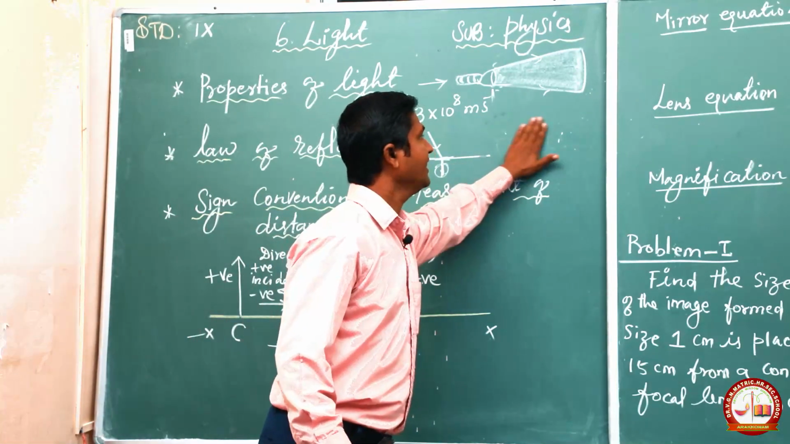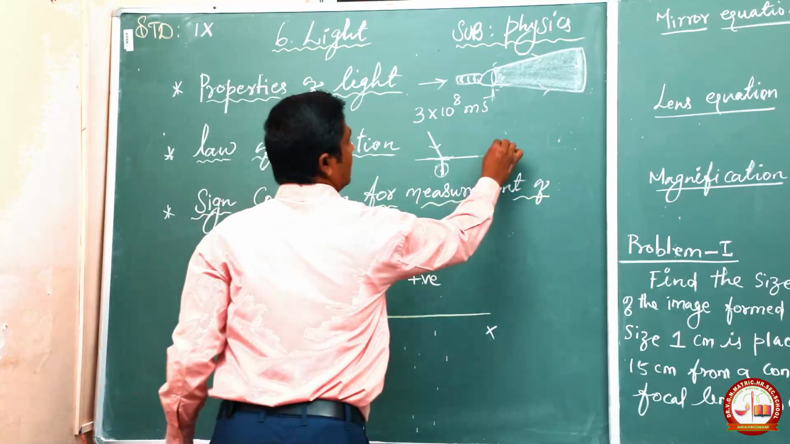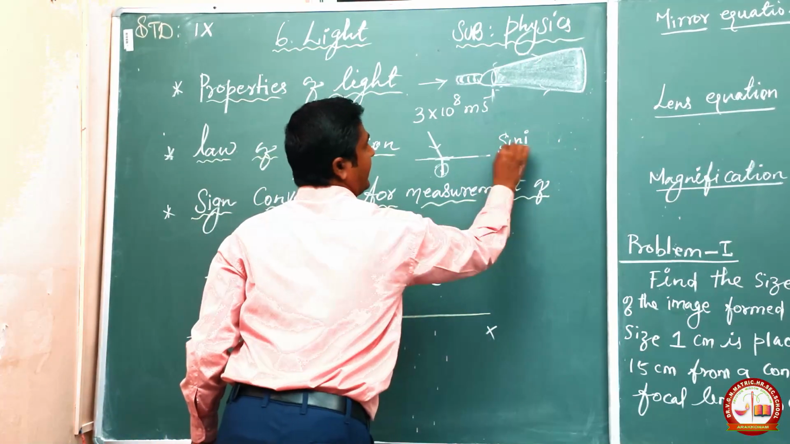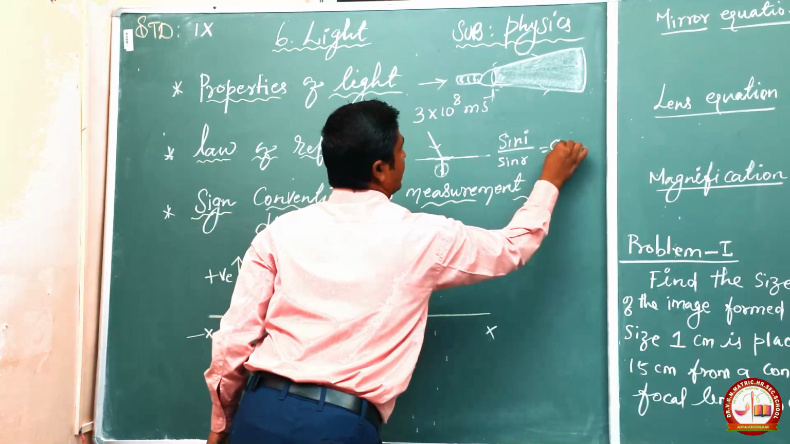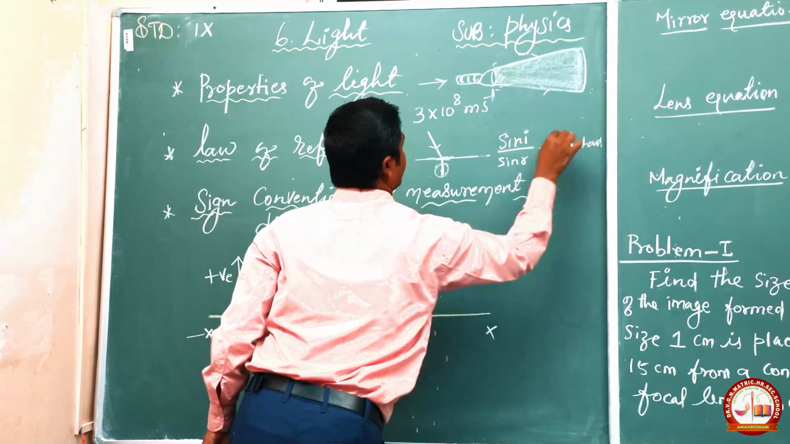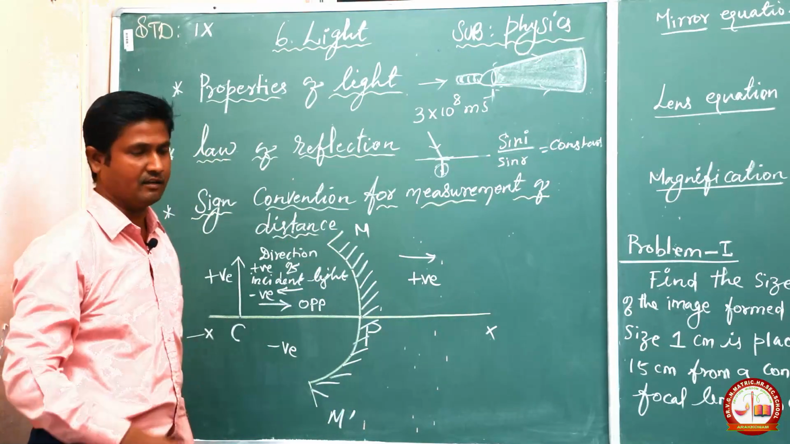So the law is sin i by sin r equal to a constant. This is called the law of reflection.